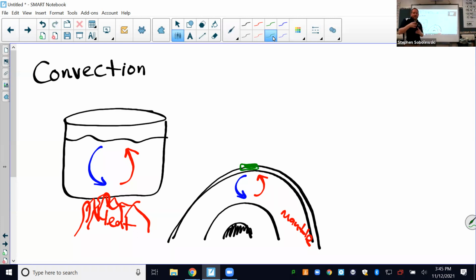So why do the plates move? A big reason is because they're riding the mantle as it undergoes that convection. So we see convection on a small scale, we see it on a larger scale. We see it in anything that's allowed to flow. Fluid is either a liquid or a gas, anything that can flow. So we see convection in fluids.